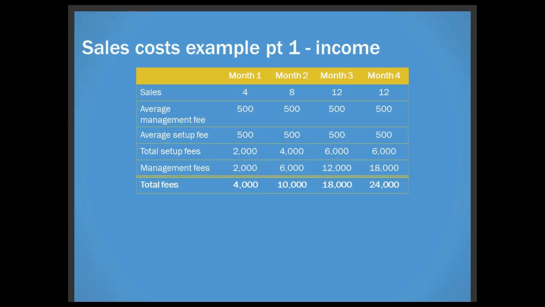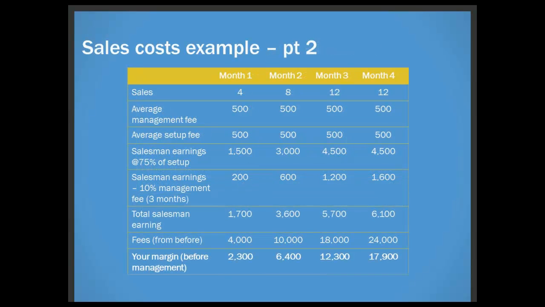So if we then look at what our salesman's cost will be and what that leaves us in our pot. Lots more numbers here, but bear with it. The top half of this is the same, so we know we've got our same 4, our same 8 and 12. We've then got management fees 500, setup fees 500, and here's what I've put in. 75% of the setup goes to the salesman because that's in the middle, that's fair, that's not the best case, that's not the worst case. 10% of the management for 3 months goes to the salesman.